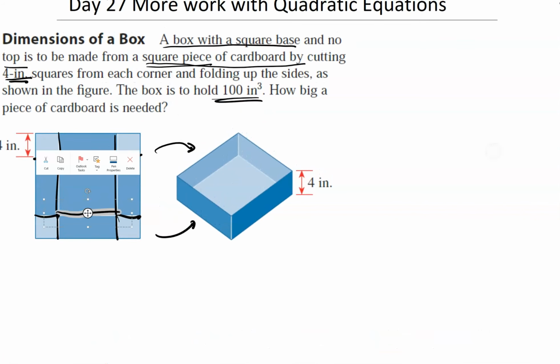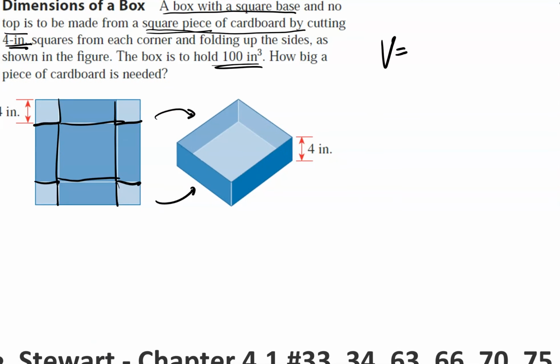Well, we can start by noting this, that the volume of the box is going to be length times width times height. That's how we find the volume of any rectangular prism. And since the base of this rectangular box is going to be square, then the length and the width have to be the same. So I'm just going to call those W for right now. The height ends up being exactly 4 inches.